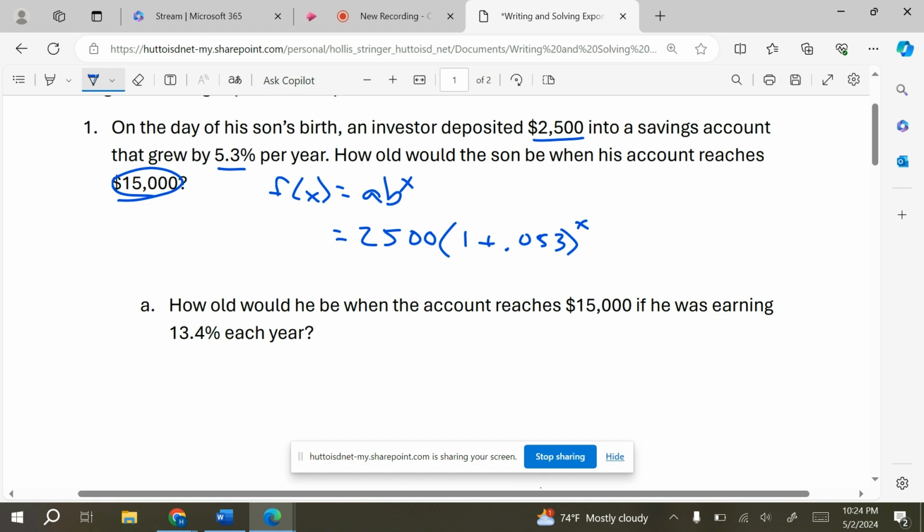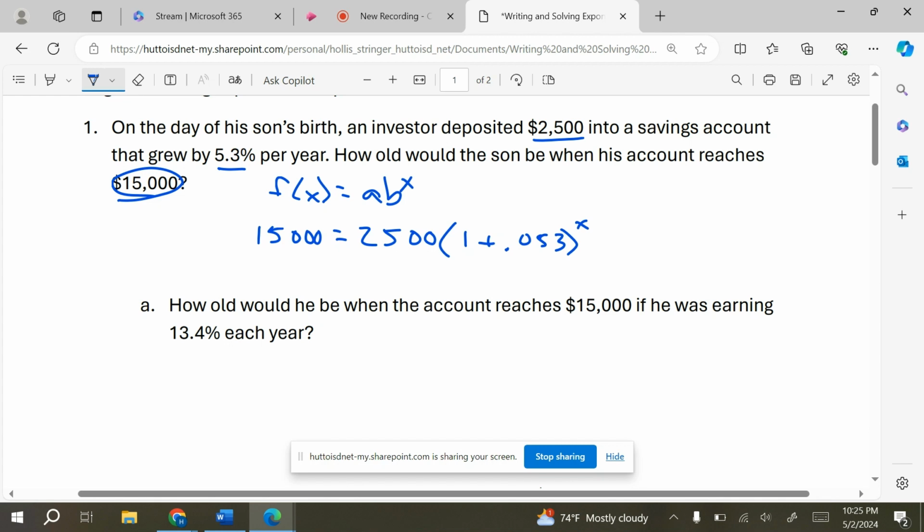So that would be my equation, f of x equals that, but instead of just f of x, I'm going to set it equal to $15,000, because $15,000 is the amount we're trying to get to. Yes, I could graph this. I could take the left side, put it in y equals, take the right side and put it in y equals, and treat this like a system of equations.